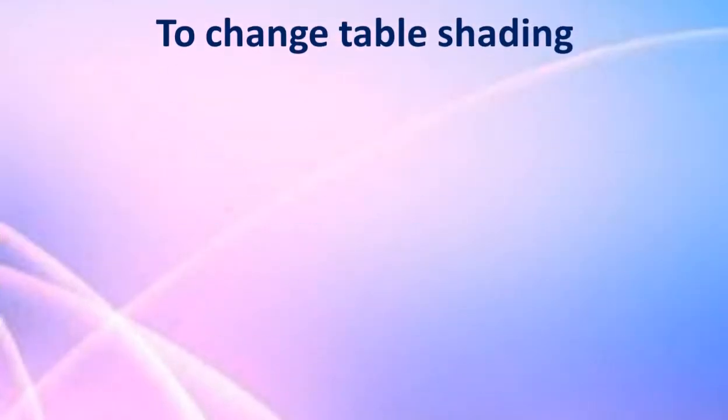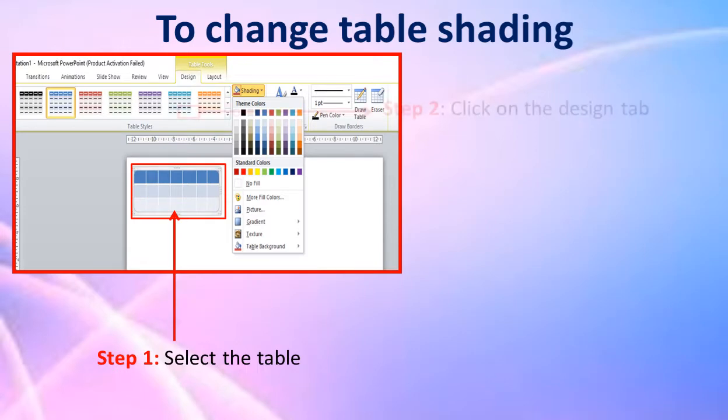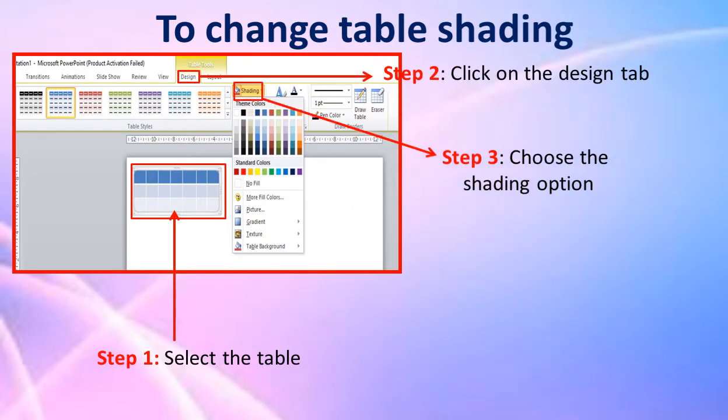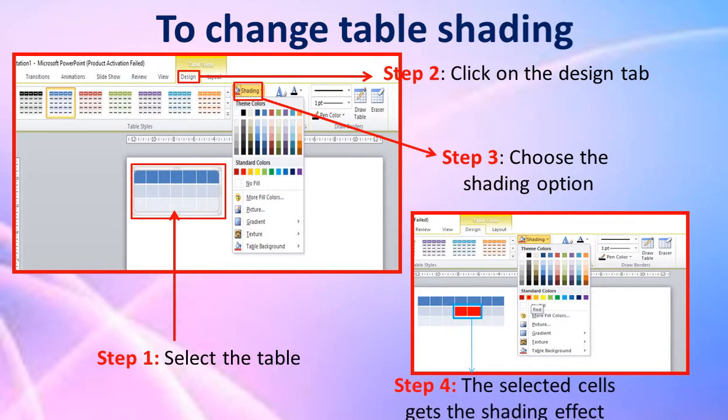Now we will learn to change the table shading. To do this, first select the table. Second step, click on the Design tab. Third step, select the rows and columns that you want to modify, and then click on the shading option which is available in the table styles group. After this, you will see that the selected color has been applied to the cells which you have selected.